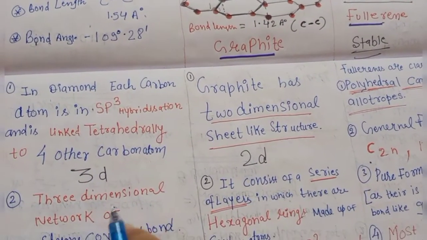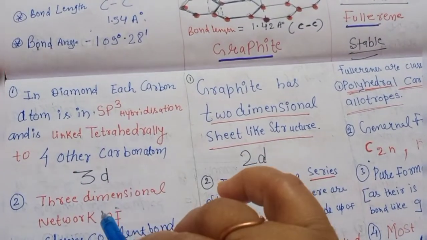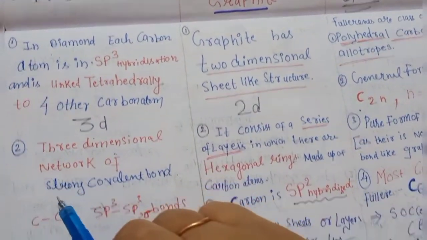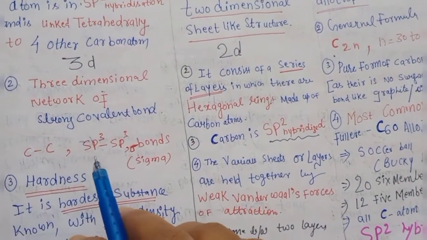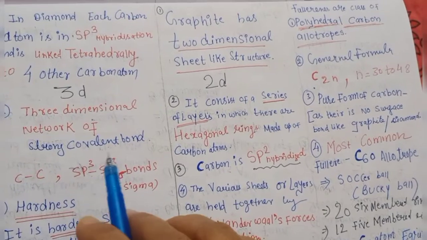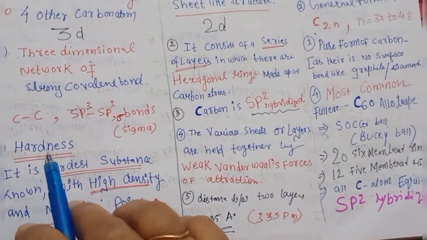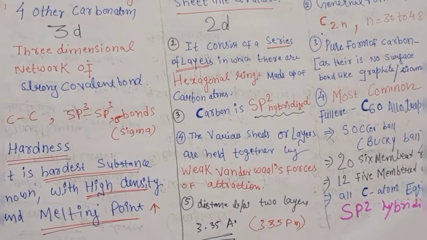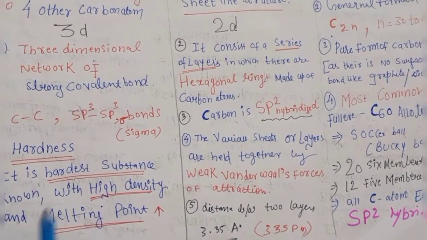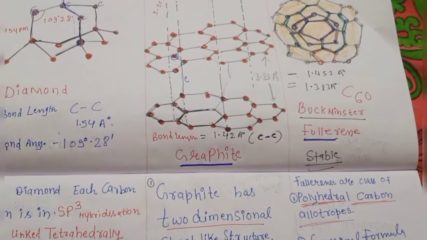So what you have to remember is that in diamond each carbon is tetrahedrally linked to the other 4 carbons. This is the 3D arrangement. There is a 3-dimensional network of strong covalent bonds. Everywhere our sp3 carbon is linked with the others, so strong sigma bond formation takes place. Because of this strong bonding, it is very hard, and it is famous for its high density and high melting point.